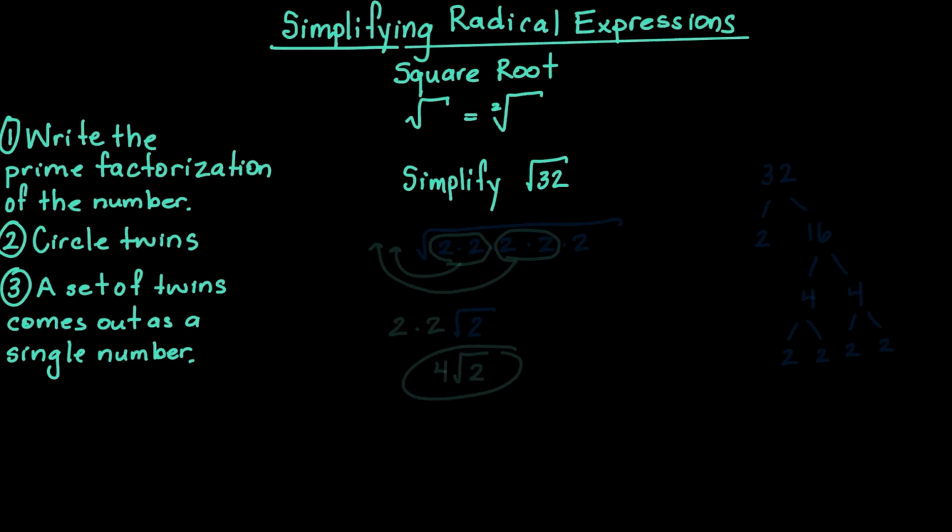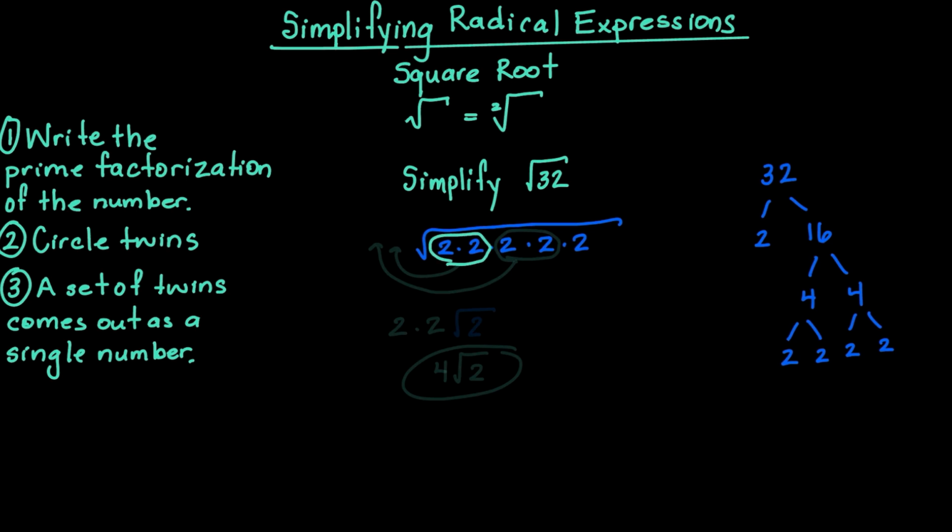Our next example, we're going to simplify the square root of 32. Let's start with our prime factorization. Remember, we can start with any factor pair. Let's start with 2 times 16. 2 is prime, that branch is done. 16 is 4 times 4. And 4 is 2 times 2. And 4 again is 2 times 2. So 32 can be written as 2 times 2 times 2 times 2 times 2.